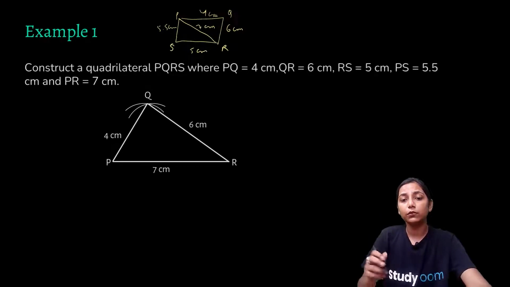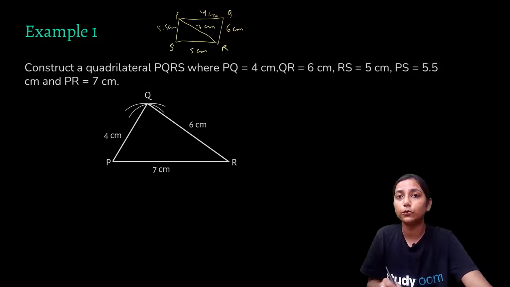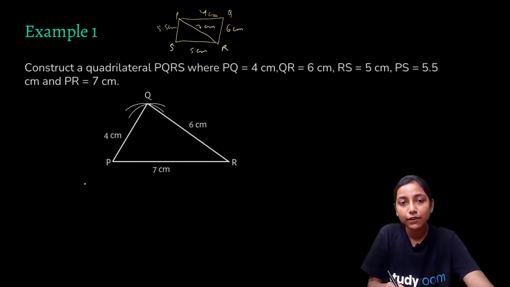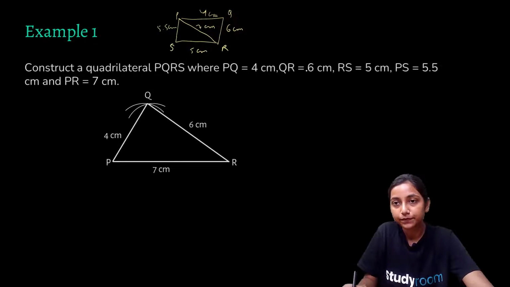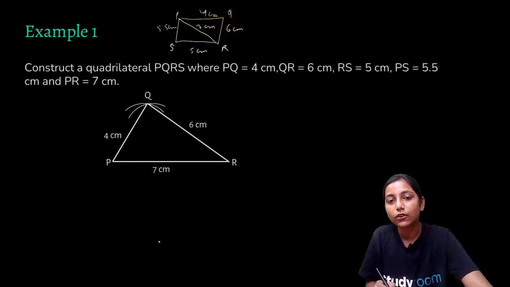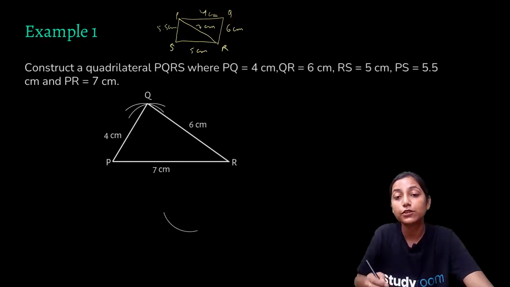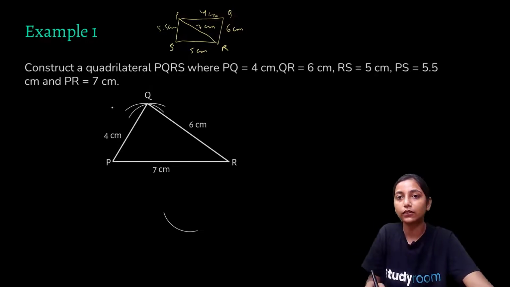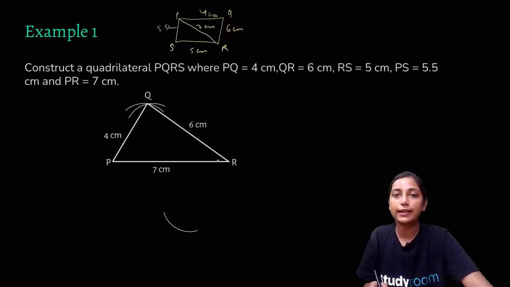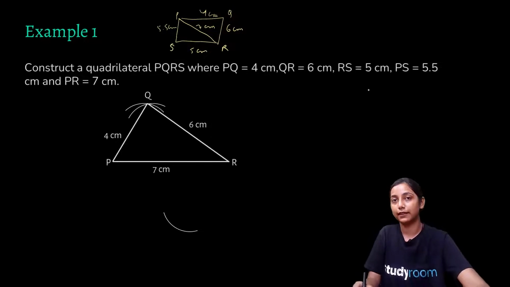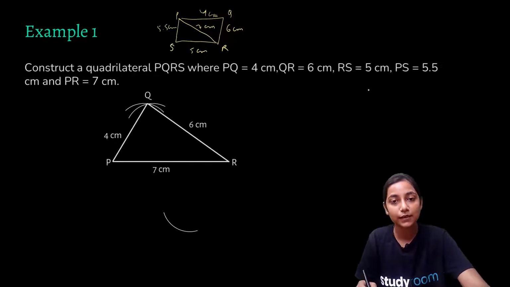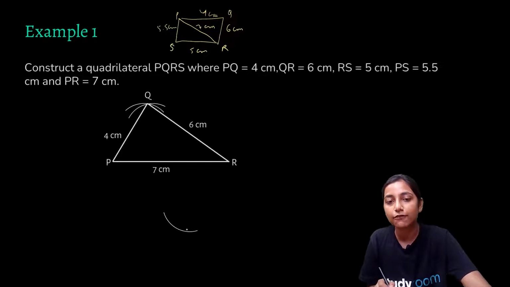Now what do we need? We need the other point also for it to be made into a quadrilateral, and the last point is the S point. Now see, we are given PS 5.5. First of all, we are taking R as the center. RS is given 5 centimeter. Taking R as the center, we are going to draw an arc of 5 centimeter radius. Point S is going to lie somewhere on this arc.